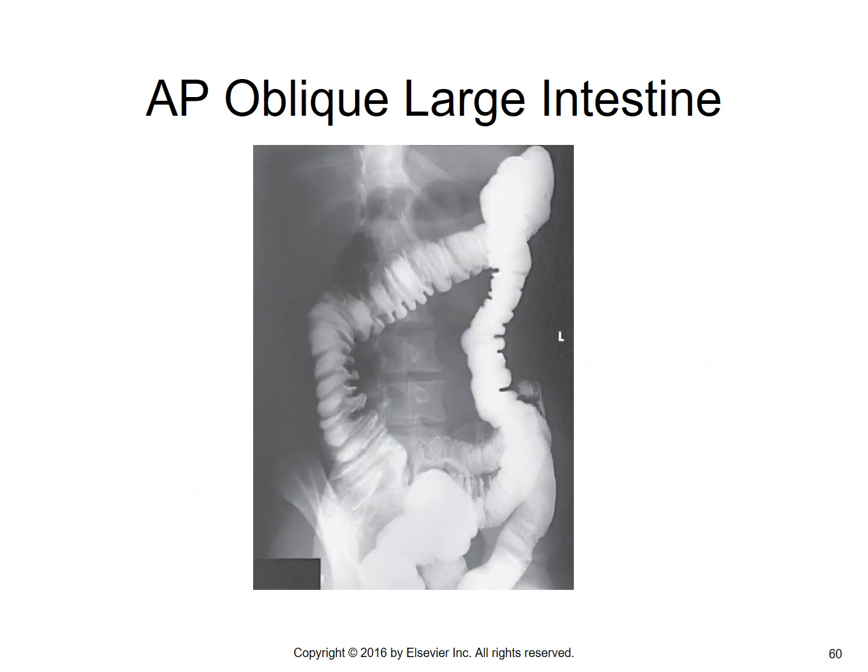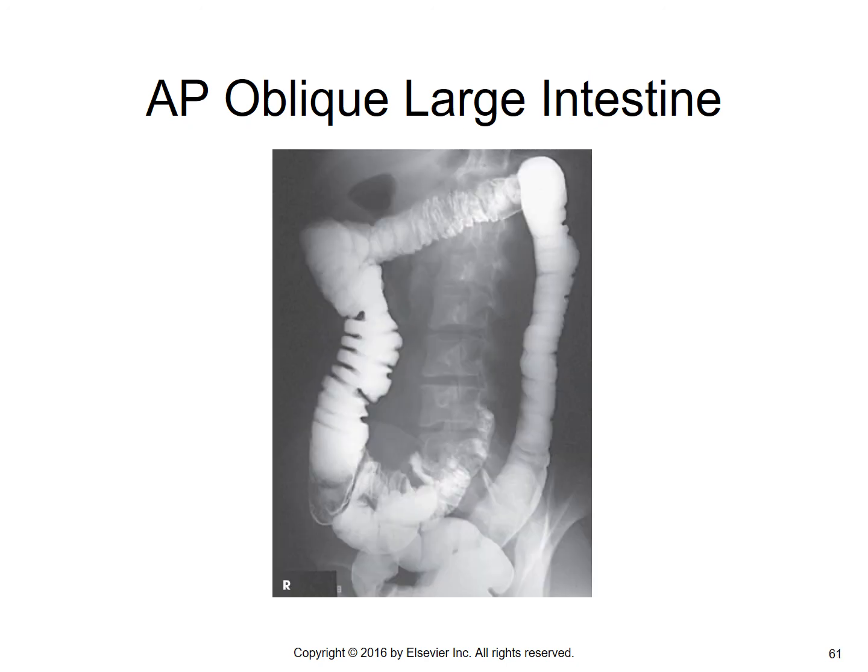There's a picture of the oblique. Here we have opened up the hepatic flexure, you can see. Okay, so this would be what opens up the hepatic flexure. Remember, open hepatic flexure is RAO, or if it's an AP, LPO. There's the other oblique then, opening up the splenic flexure.